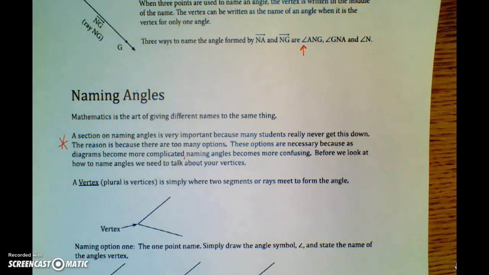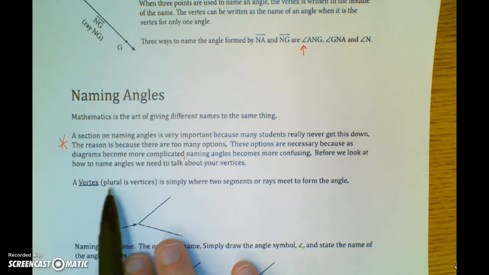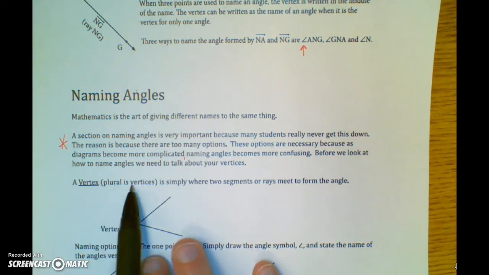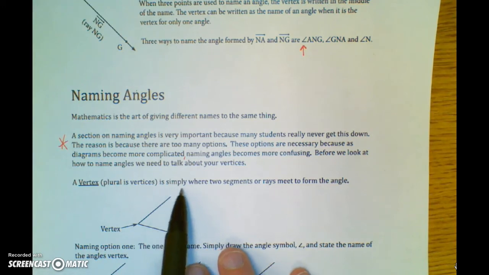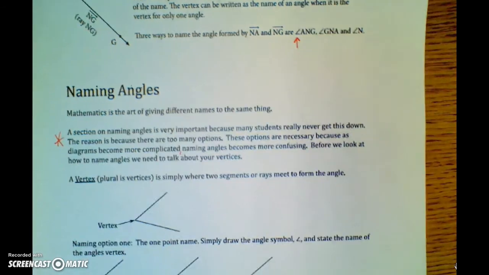Before we look at how to name angles, we need to talk about your vertices. So we talked about this already above, but it's good just to review again. A vertex, and the plural version, more than one of these, is called vertices, is simply where two segments or rays meet to form the angle. So we already learned that. That's where two segments or rays are coming together at a common endpoint to form the angle.